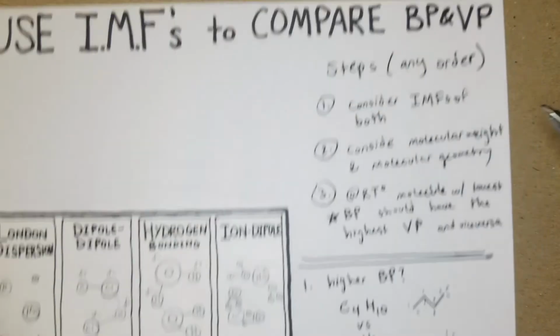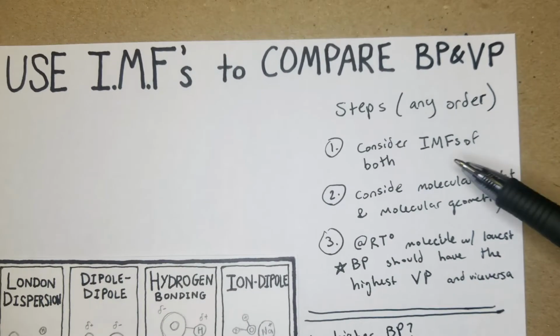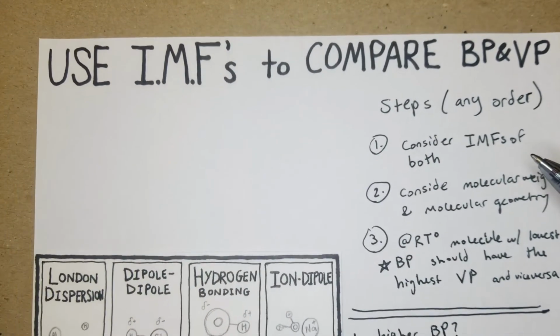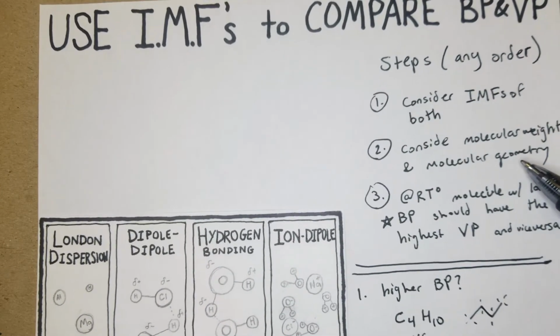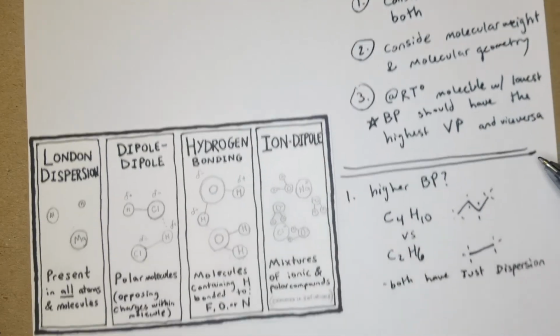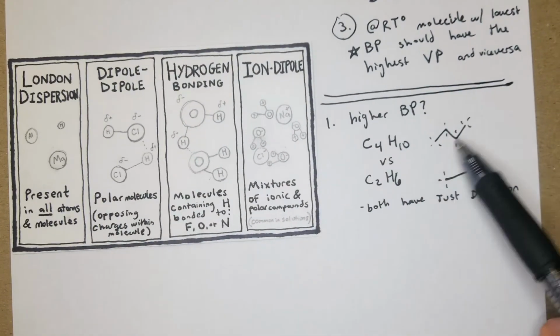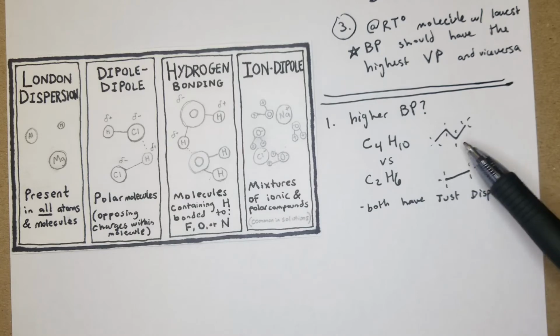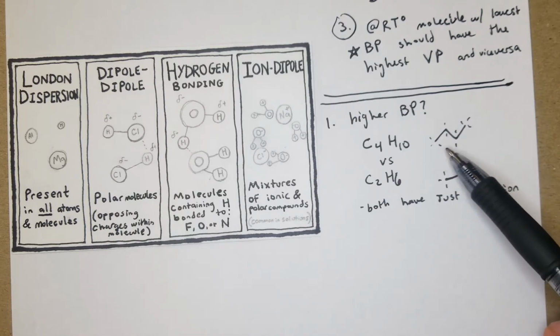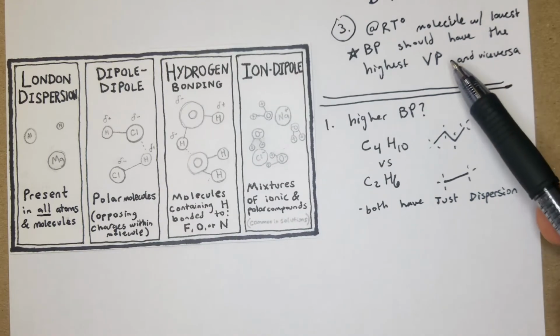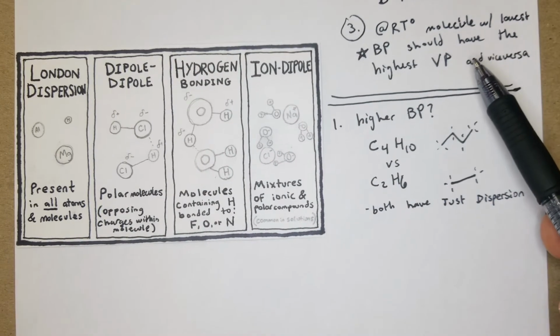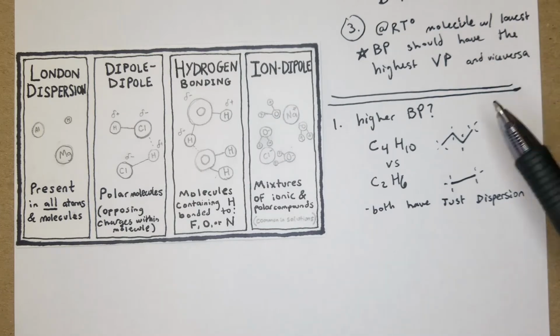Okay, so now we've gone through step 1. Again, these aren't in any specific order, but this is the order I like to do them in. Intermolecular forces are identical, so let's move on to number 2. Consider the molecular weight and molecular geometry. In this case, the geometry is not really relevant because they're essentially equivalent. They're both chains. But obviously the molar mass of this is going to be much larger, so this has the favor for now. And then we're going to use that last step, number 3, to inform our decision.